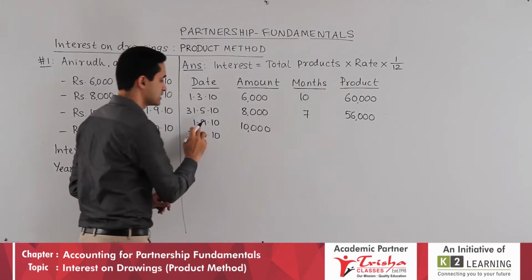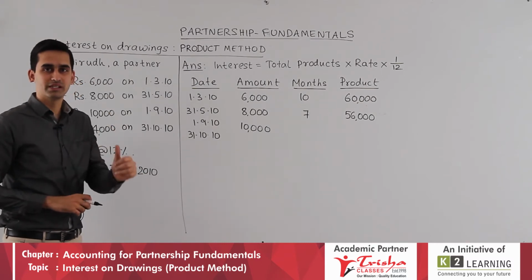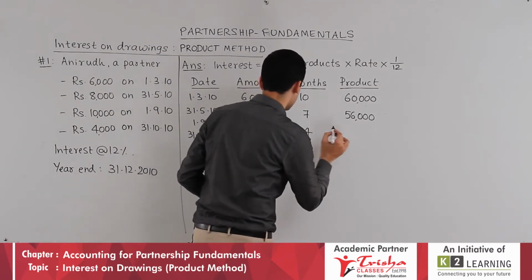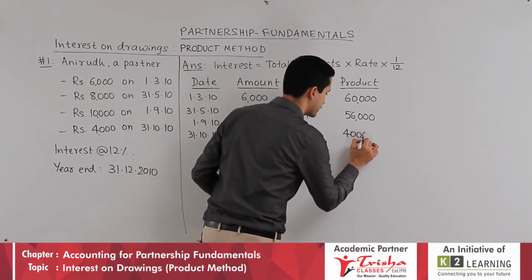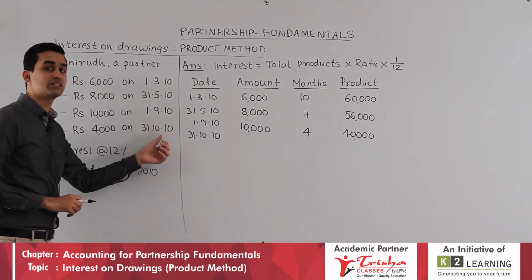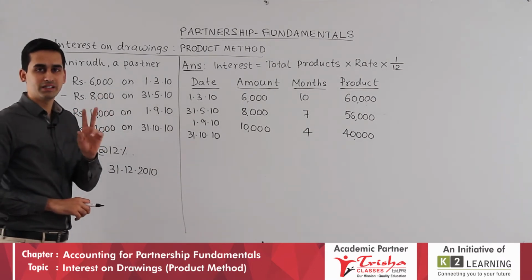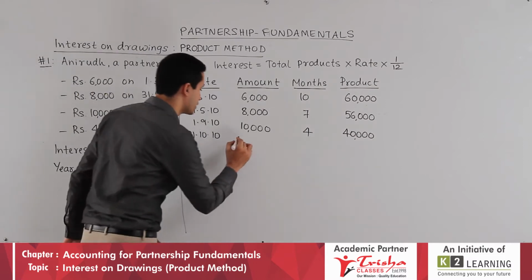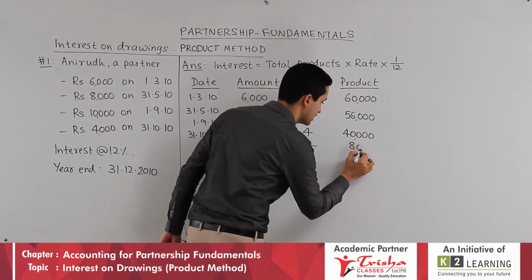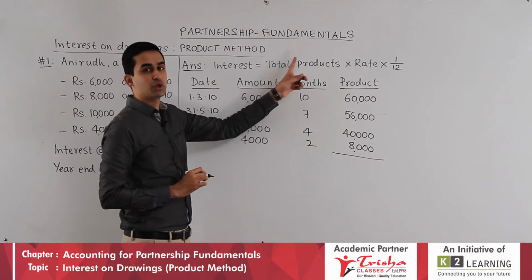As it is 1st September, I will include September also. So total number of months is September, October, November and December, that is 4. 10,000 into 4 comes to 40,000. Last withdrawal happens on 31st October, that means October should not be included, only November and December, 2 months, and the amount of withdrawal is 4,000. So 4,000 into 2 comes to 8,000 rupees. Now when I do the total of this, I'll get total products.